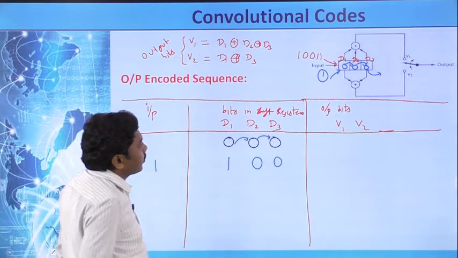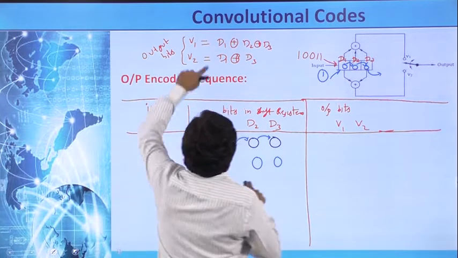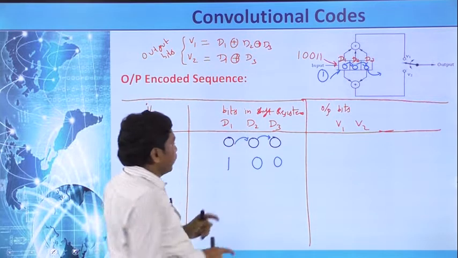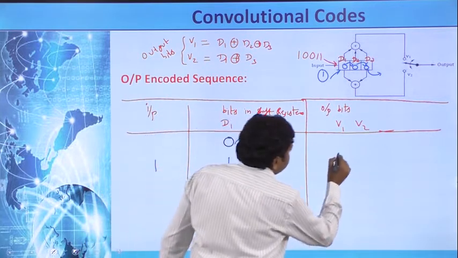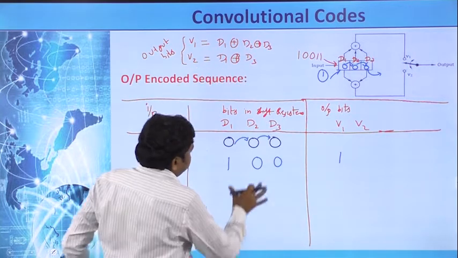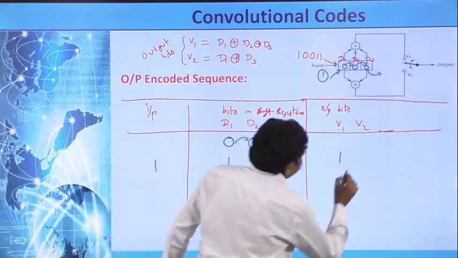So what are the output bits? V1 is nothing but the sum of these three, D1 plus D2 plus D3. So 1 plus 0 plus 0, which is nothing but 1. V2 is D1 plus D3, that means the sum of first bit and last bit, 1 plus 0, which is equal to 1.